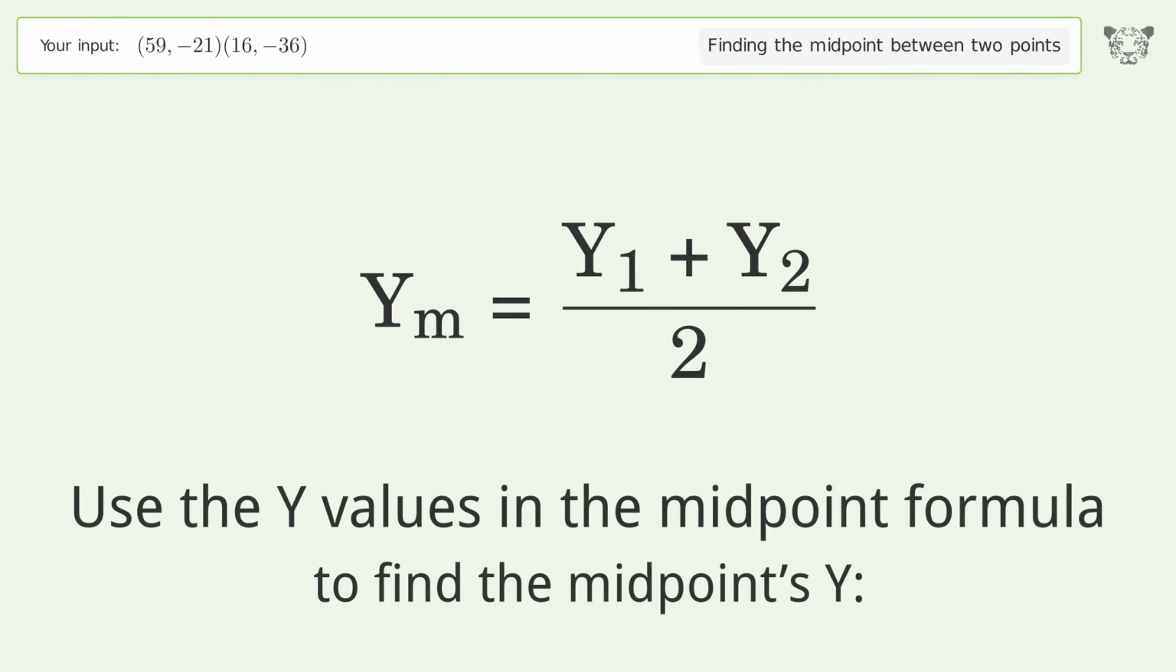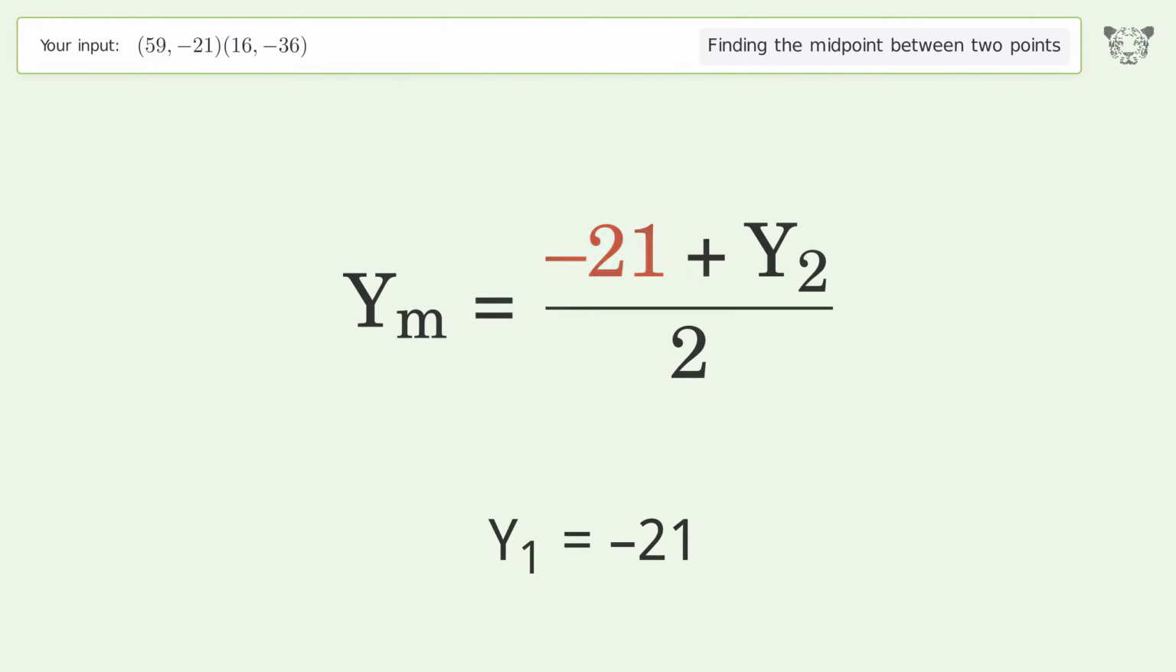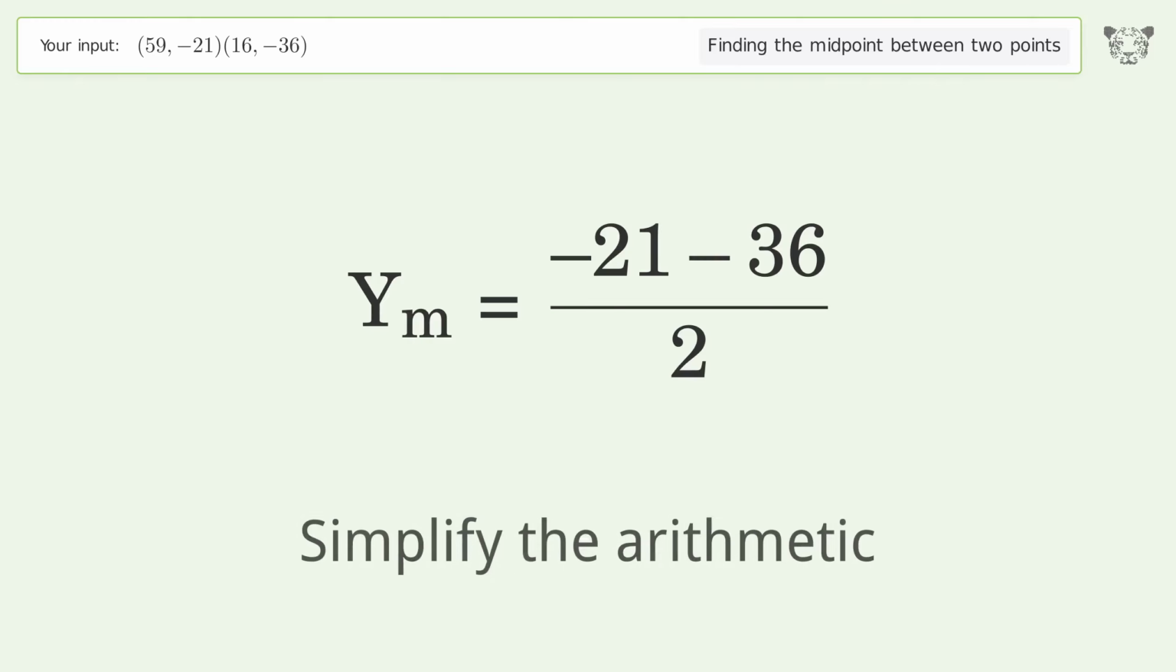Use the y values in the midpoint formula to find the midpoint's y. y1 equals negative 21. y2 equals negative 36. Simplify the arithmetic.